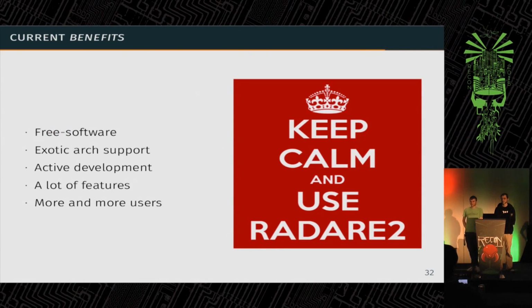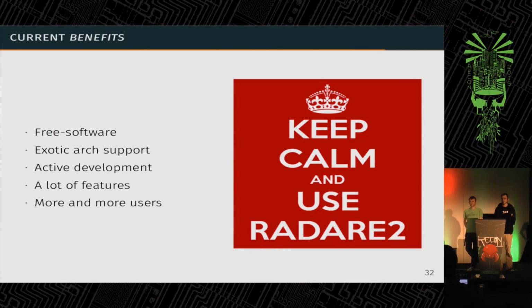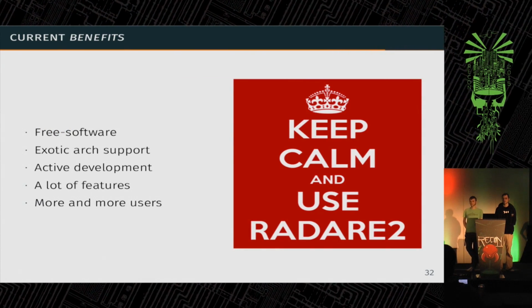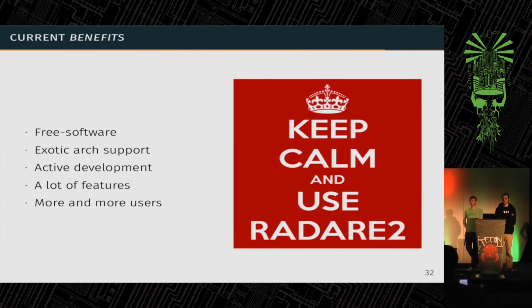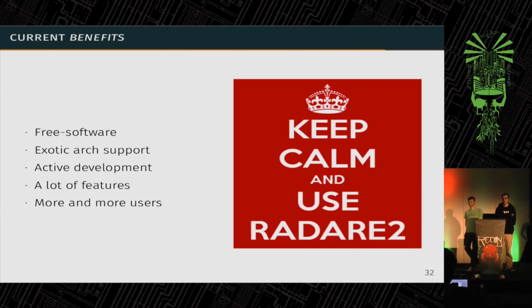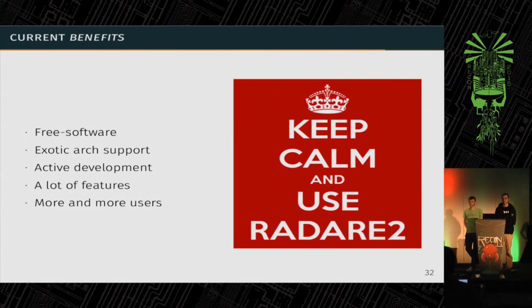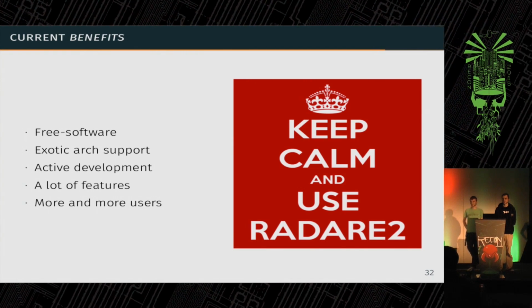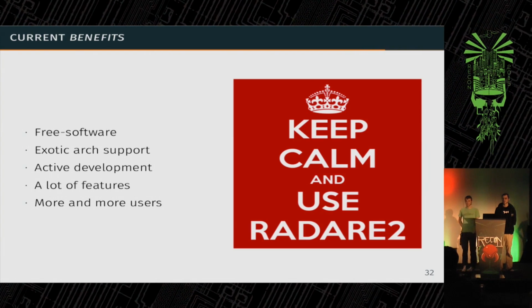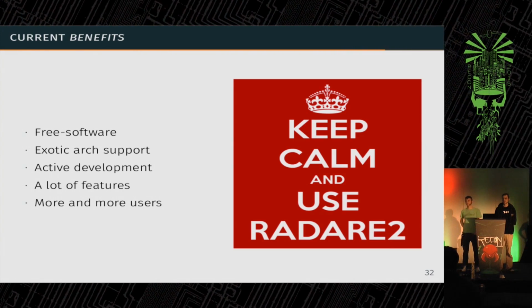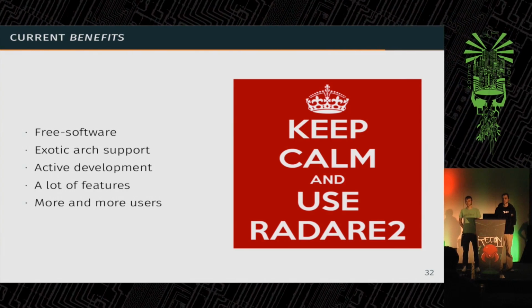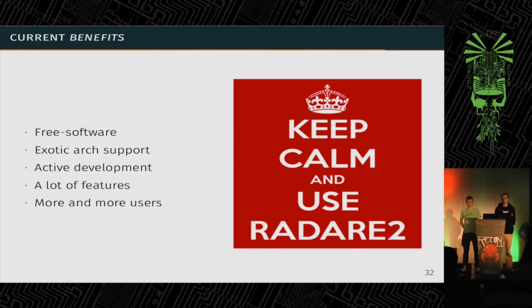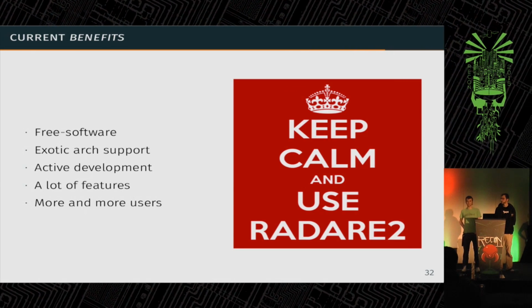But we have a lot of benefits. As a free software project, anybody can contribute, anybody can read the source, anybody can add new features. We have a great community. In our IRC channel, we have over 200 people. We support a lot of exotic architectures, maybe ones that IDA doesn't support, maybe ones that you want to implement yourself. We have very active development. Like I said, there's 1,000 lines that are changed every week. Lots of new features are added all the time. And our user base is increasing very rapidly.